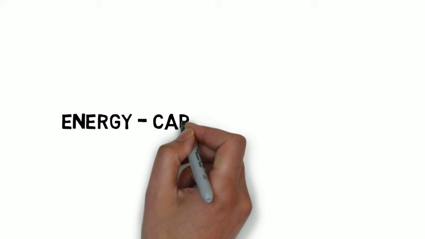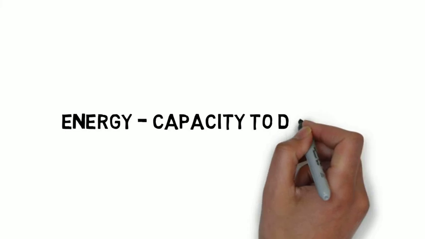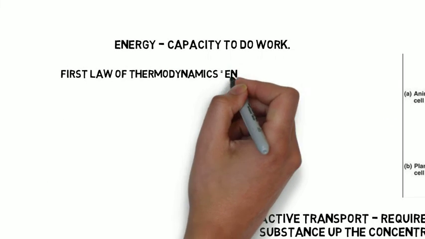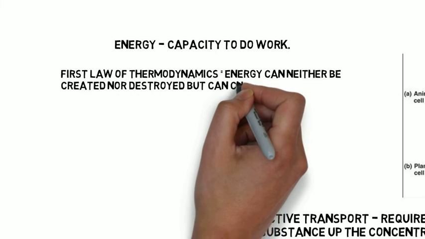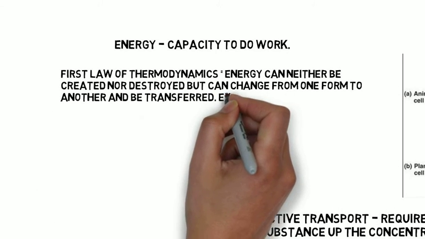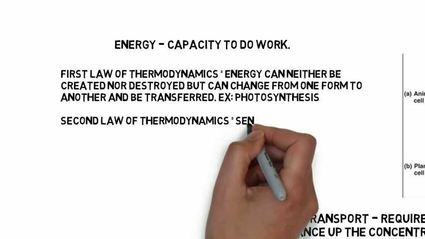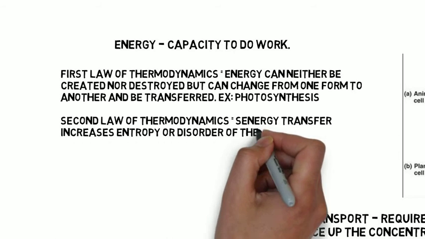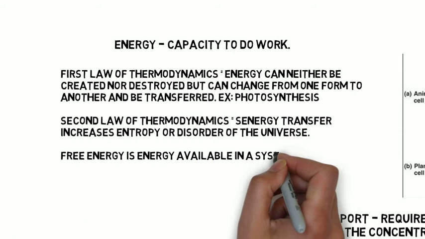Now let's move on to discussing energy and metabolism on a cellular level. Energy is the capacity to do work. The first law of thermodynamics states energy can neither be created nor destroyed but can change from one form to another and be transferred. An example of this is photosynthesis, where plants take light energy to make chemical energy. The second law of thermodynamics states every energy transfer increases entropy or disorder of the universe.